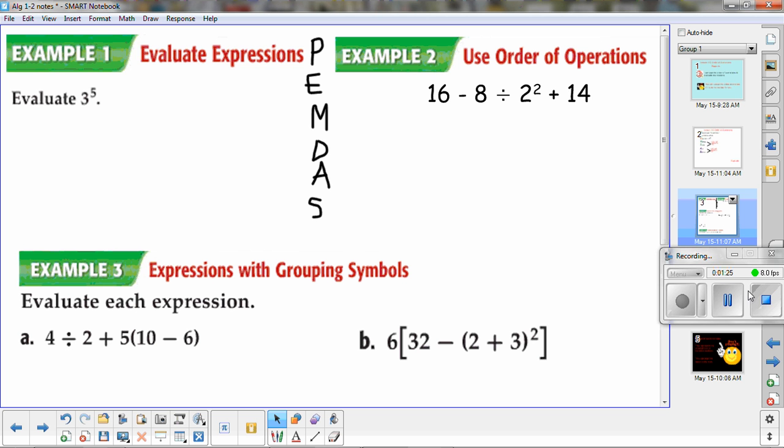Those are done also from left to right, whichever comes first. Before we get into order of operations, we just have one quick power to evaluate. 3 to the 5th power, you remember from the last lesson, this means 5 threes being multiplied together. Or 3 to the 5th is equal to 3 times 3 times 3 times 3 times 3. And when you multiply all those threes together, you get 243.